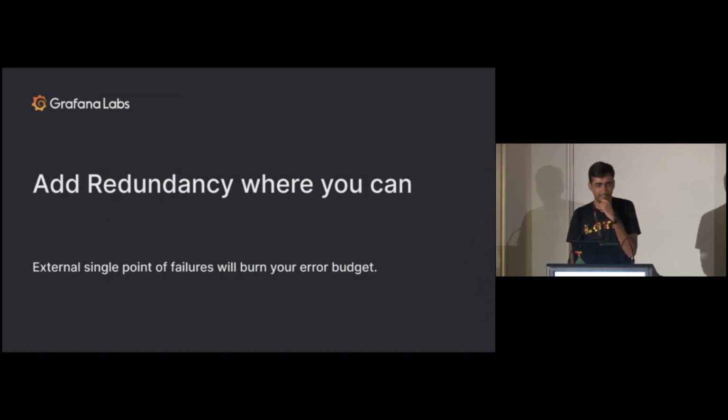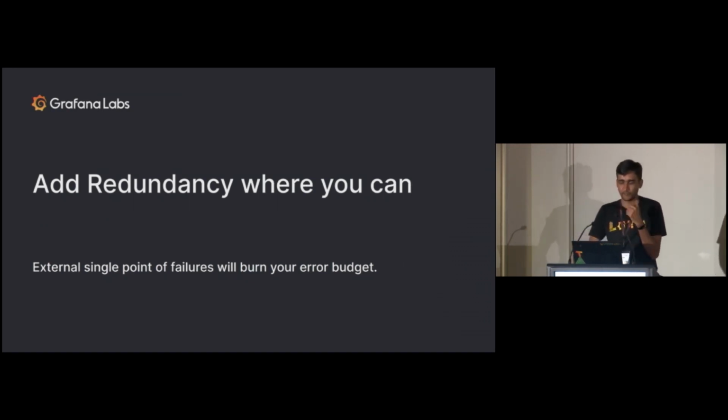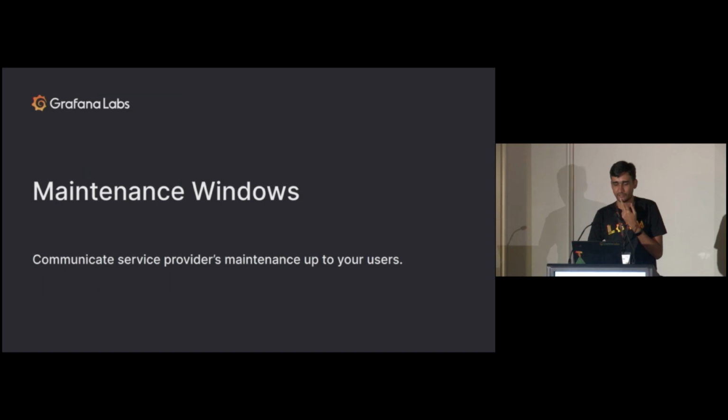Another is adding redundancy where you can, like I talked about public DNS, right? But if you configure only one public DNS and that DNS goes down, you're down. So you need to add redundancy where you can. You can't add everywhere, but there are some places where you can add without adding extra cost.